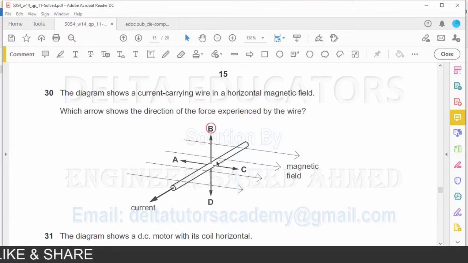When we grip this conductor in our right hand, the first finger will represent the direction of the magnetic field, the second finger will represent the direction of the flow of electrical current, and the thumb will represent the direction of the resultant force. Now here, if we apply the right hand grip rule, then we can easily conclude that B is the direction of the resultant force. So our correct option is option B.